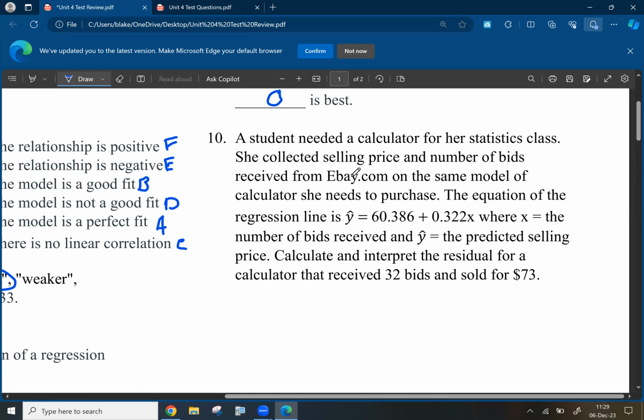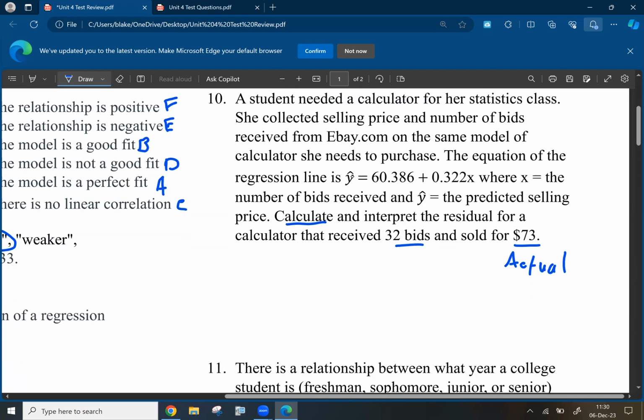So an actual calculator had 32 bids and sold for $73. It's the actual selling amount. But for a residual, we want to compare that actual to predicted. So if we took 32 bids and plugged it in, what would be the predicted selling price of this calculator? So 60.386 plus 0.322 times 32.